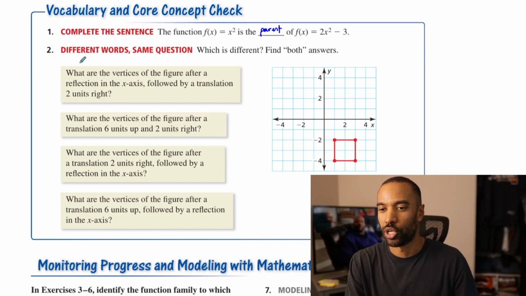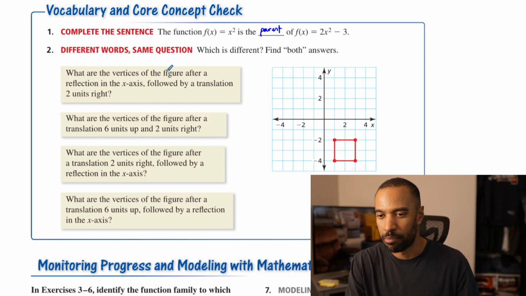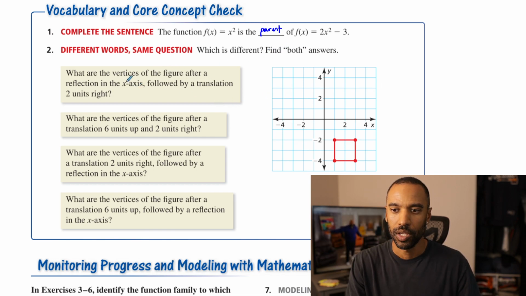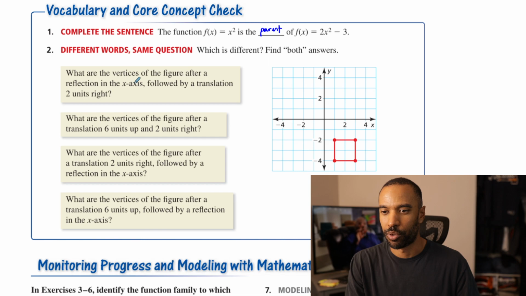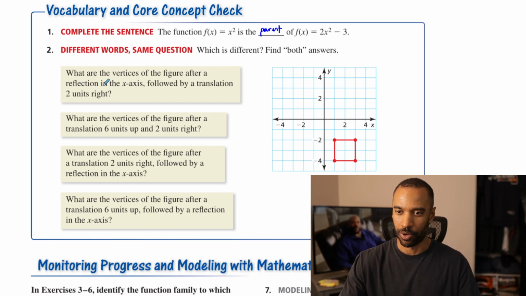Excuse me. Number 2, different words, same question. Which is different? Find both answers. What are the vertices of the figure after a reflection in the x-axis followed by a translation 2 units to the right? Well, let's play with what all these things are, because I wouldn't know.